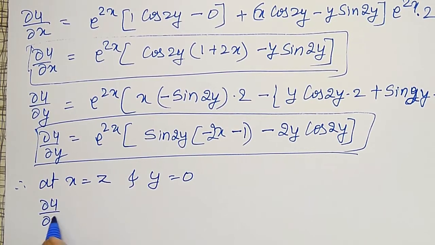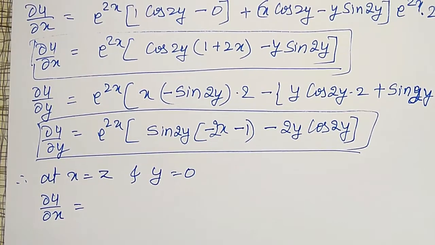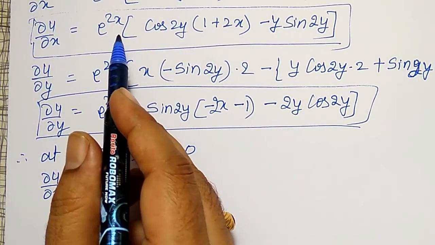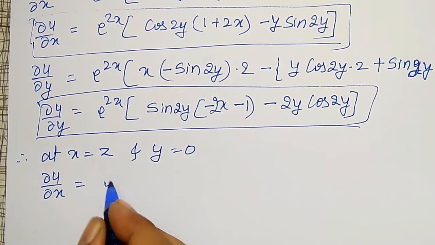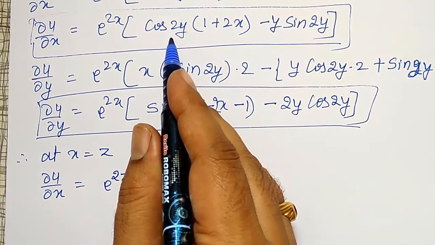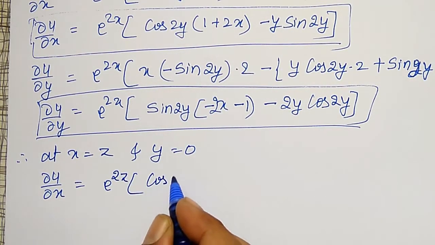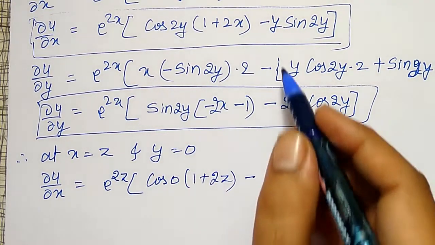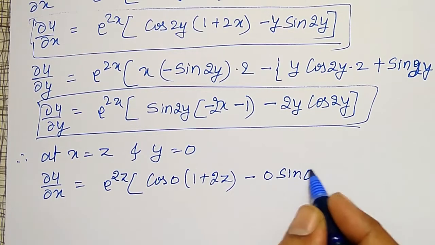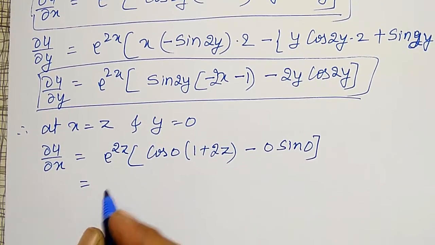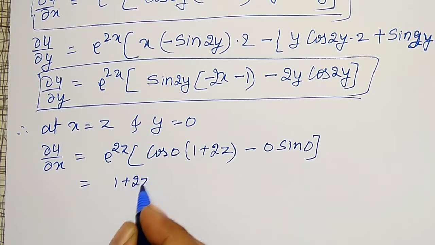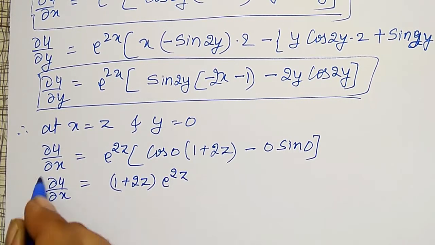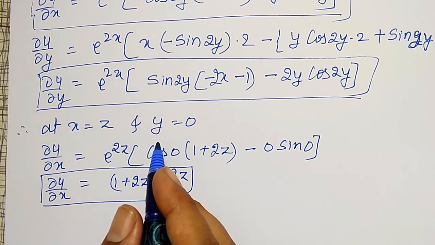Therefore, this is my ∂u/∂x that I calculated. In this I will put x equal to z and y equal to 0. Then e to the power 2z into cos 0 into (1 plus 2z) minus y, which is 0, into sin 0. Cos 0 is 1. Therefore, (1 plus 2z) into e to the power 2z is my ∂u/∂x at x equal to z and y equal to 0.